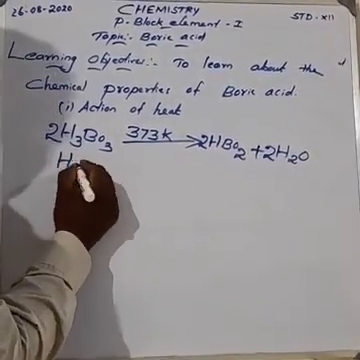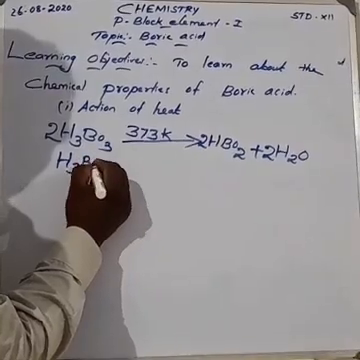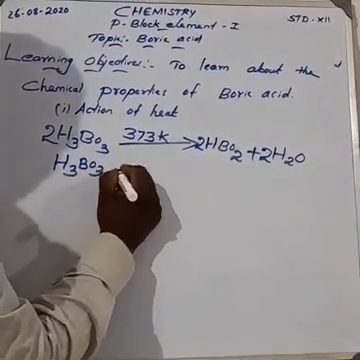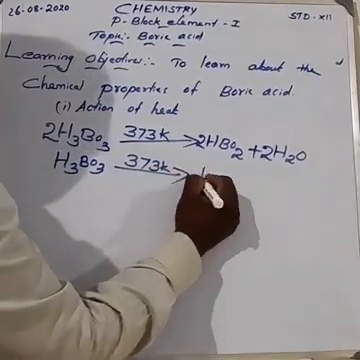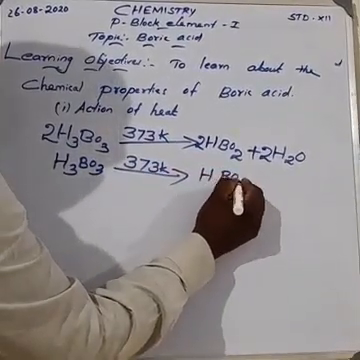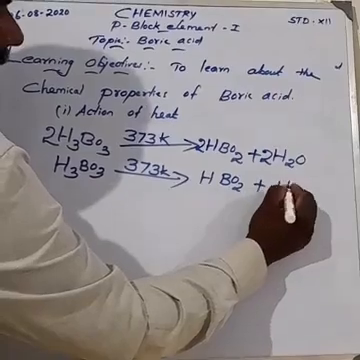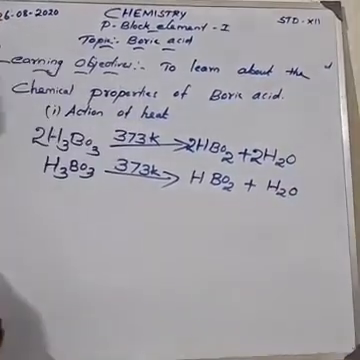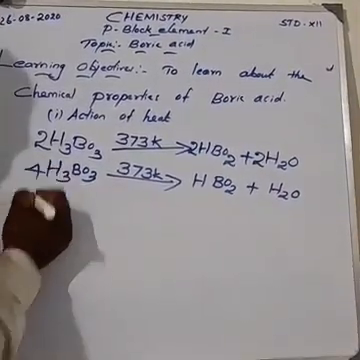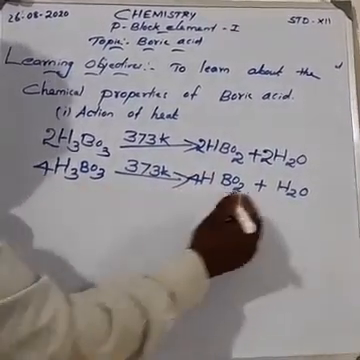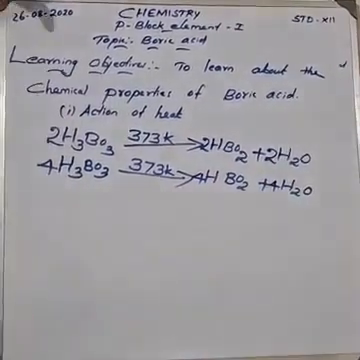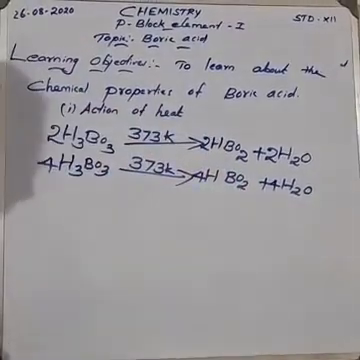Boric acid, H3BO3, on heating at 373 Kelvin, you get metaboric acid plus water. 4 molecules, 4 boron, here also 4 boron, and the hydrogen is also balanced. This is the metaboric acid.